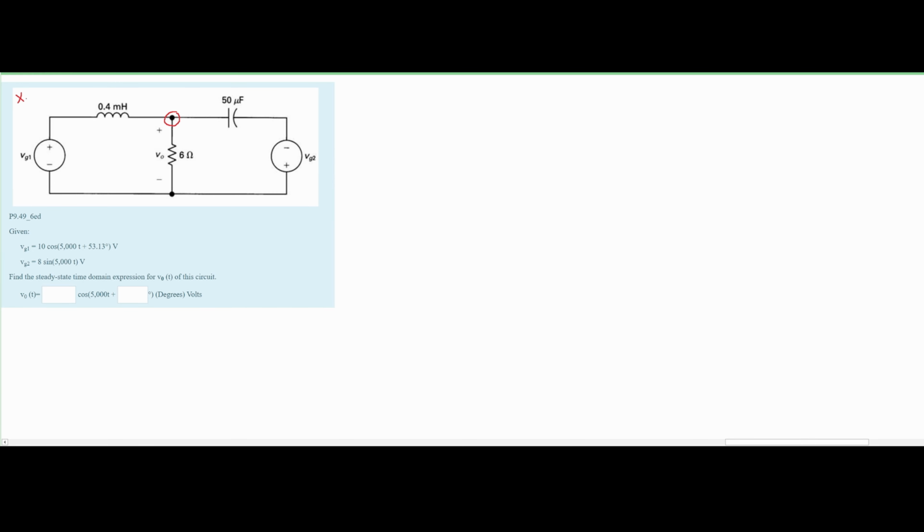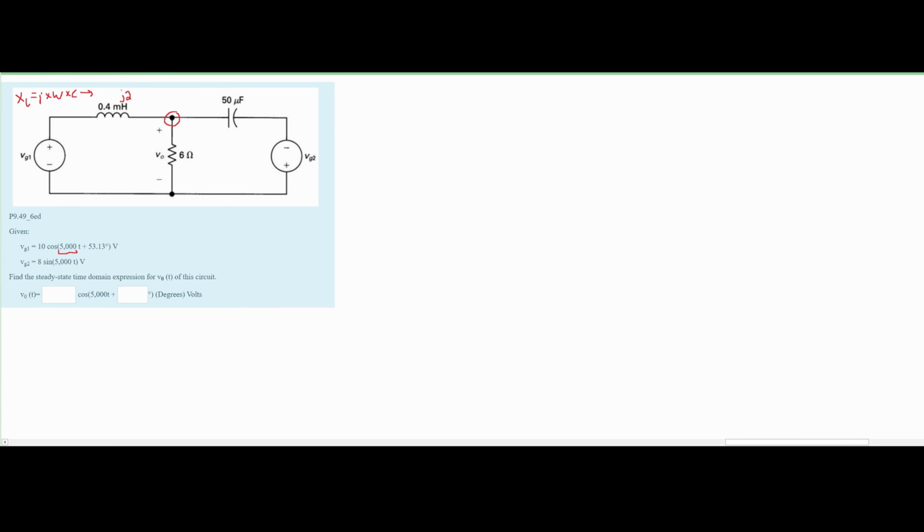So first, with our inductor, we have our XL, and this formula can be found in the notes linked below the like button in the description. It is j times omega times L. We know that our omega is 5,000, and we know that our L is 0.4 millihenries. So when we plug this into a calculator, we do 5,000 times 0.4 times 10 to the negative 3. And this is going to give us j2.